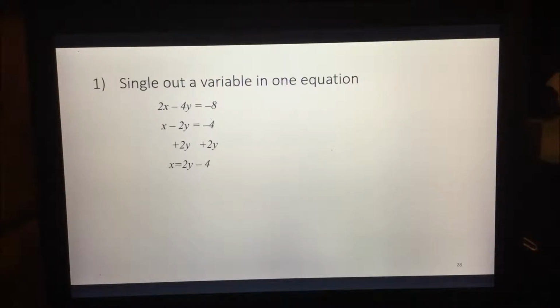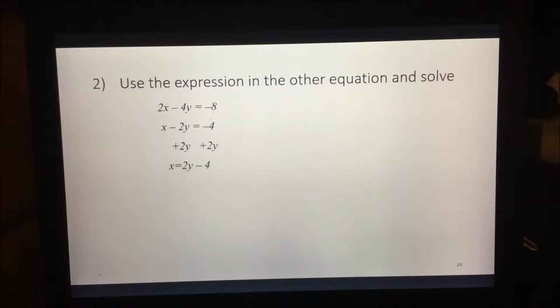Step 2 starts with a u. Use the expression in the other equation and solve. So I'm going to substitute 2y minus 4 into the first equation. 2 times the quantity 2y minus 4 minus 4y equals negative 8. Simplify by distributing the 2. 4y minus 8 minus 4y equals negative 8. Combine like terms. 0 equals 0.